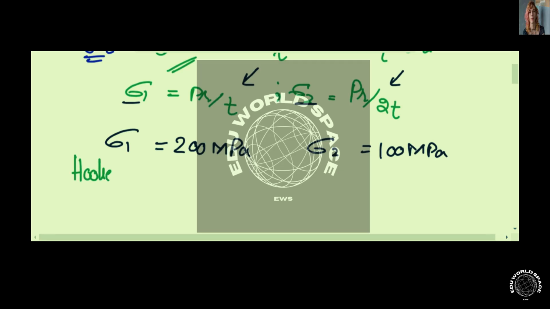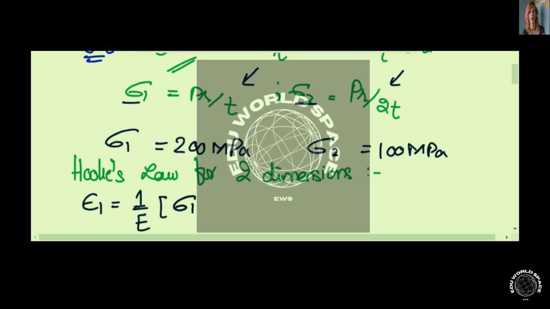Now what we are going to do is use Hooke's law for two dimensions, right? So we can find the elongation the radius undergoes. For that, the first equation for Hooke's law is that epsilon sub 1 is equal to 1 divided by E, square brackets, since we are dealing with a 1 over here, we have sigma sub 1 negative epsilon, parenthesis, sigma sub 2, parenthesis close, right?